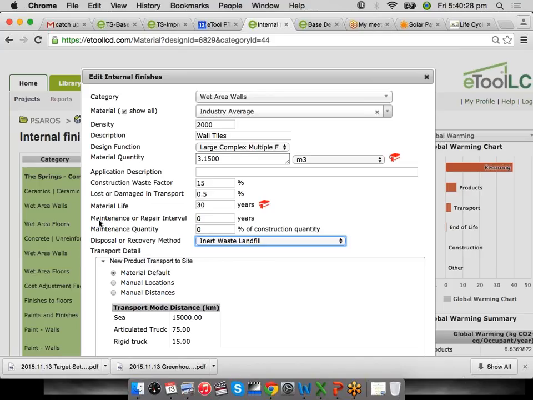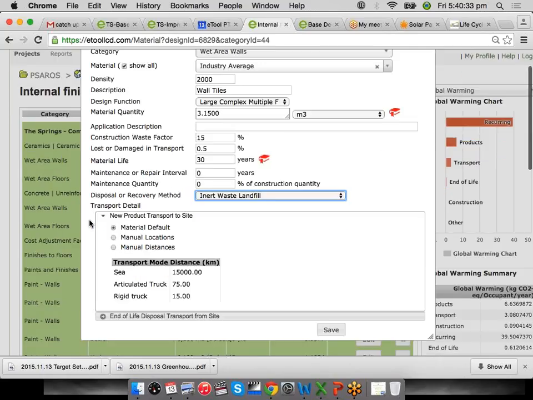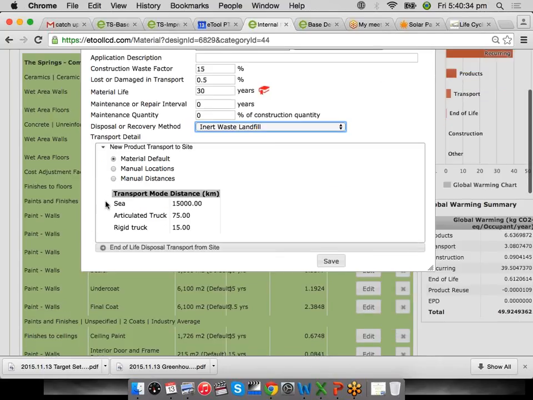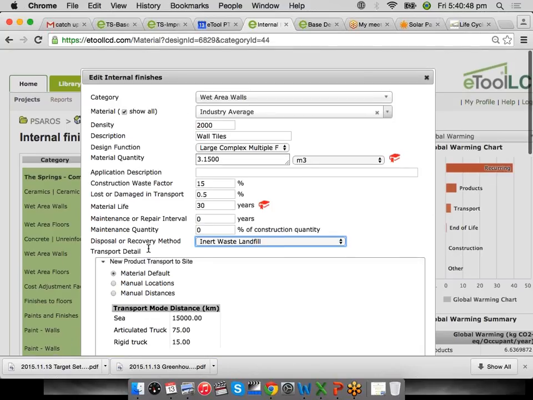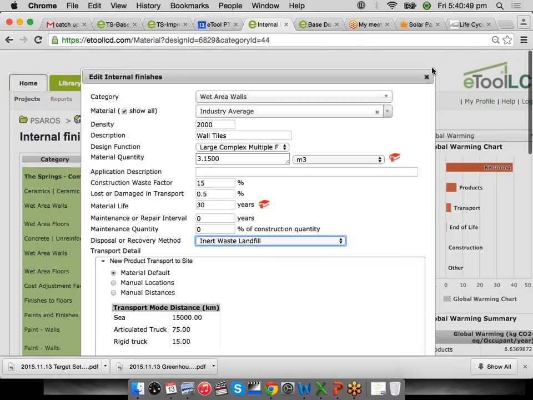Then you can associate. Well, that's the other thing. And I noticed they've got a distance transport. Yeah, and then we have the transportation impacts. That's from product to site, and also from site to the disposal facility. You can customize all this if you have that information.